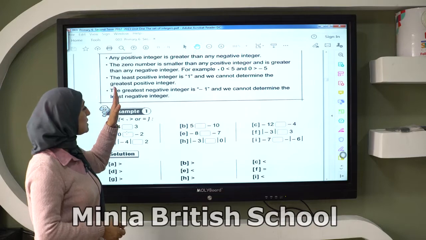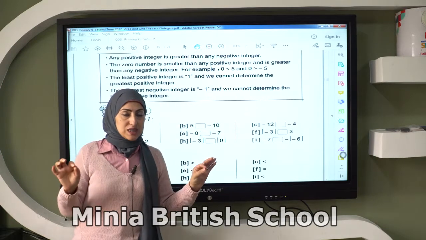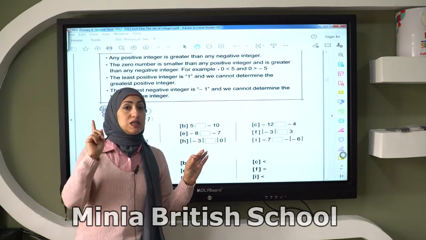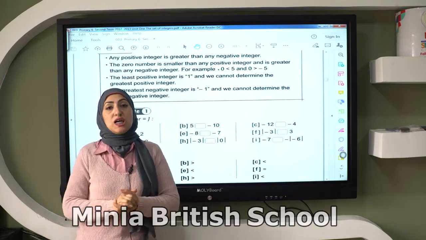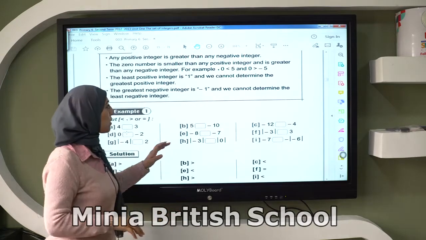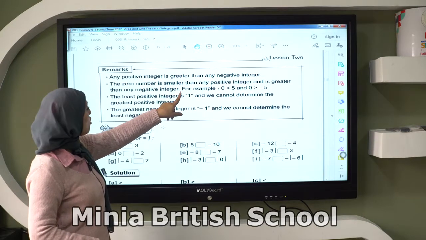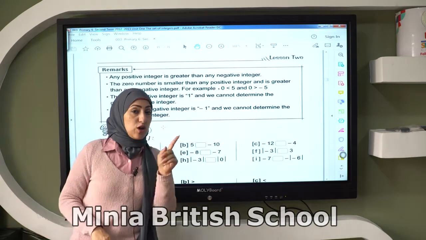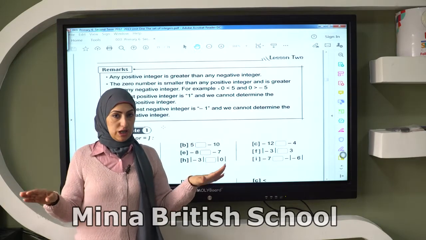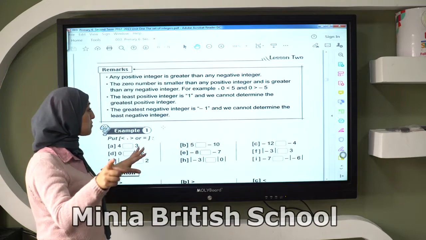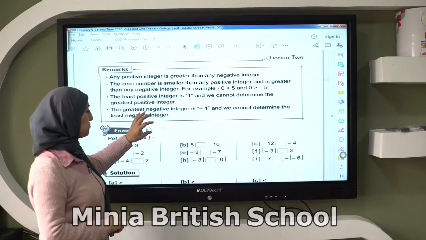The greatest negative integer is negative 1. And what is the smallest? I can't determine it because it's infinite, okay? Pay attention, we can't say 0 is the least positive because we said before 0 is not a positive integer. So the smallest positive integer is 1.